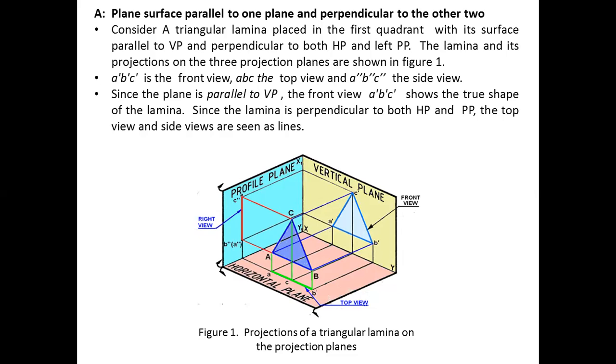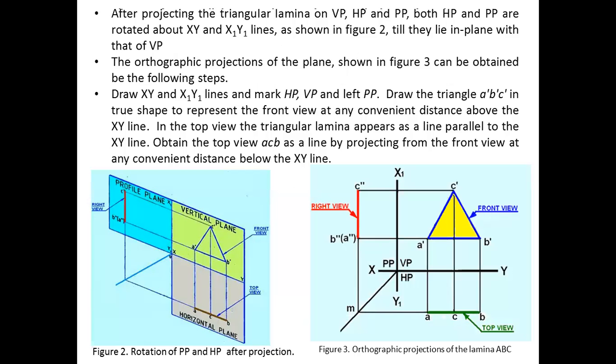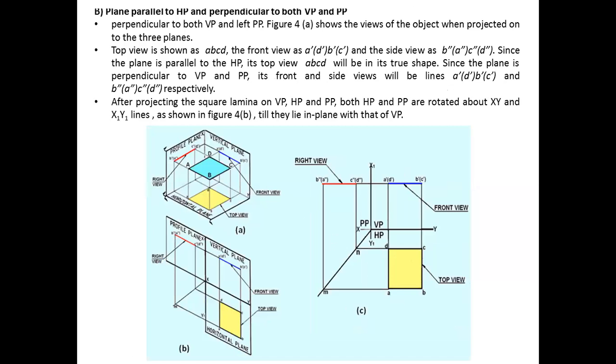Similar to this, for a plane, if a plane is parallel to some plane, for example here the triangle is parallel to this vertical plane, then its projection on this plane will be its true shape. Here we deal with true shape, whereas in projection of line we dealt with true length. Okay, so how it is drawn, that we have seen. Then we also saw another case when the square plane was parallel to the horizontal plane, and we drew its projection.